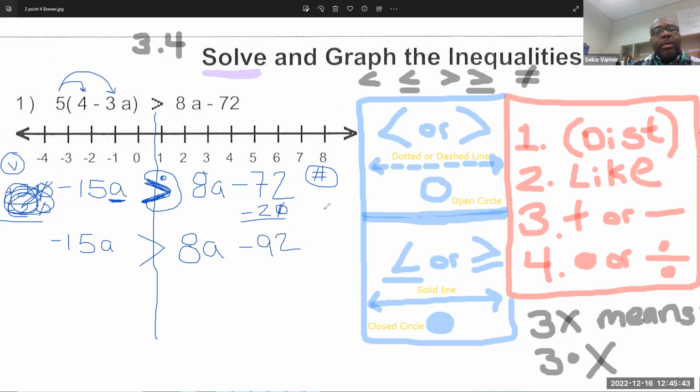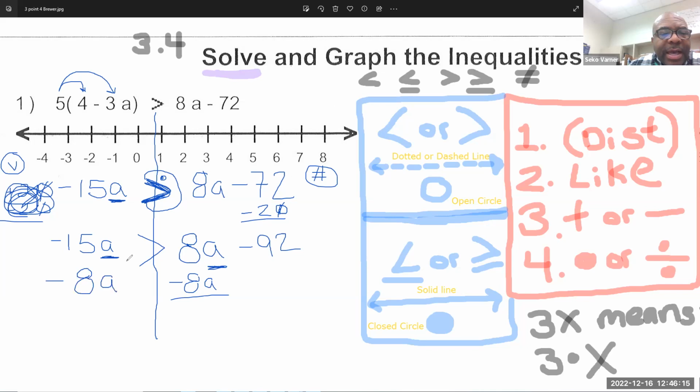Okay, good. So look, we have the negative 15a and we have the 8a. Well, I want the a family to get together. When I mean the a family, this is the a family, all right? Here's the a on this side, here's the a on this side. So let's get the a family together. Now, the way we can do that is this is a positive 8a. So I'm going to subtract 8a from both sides.